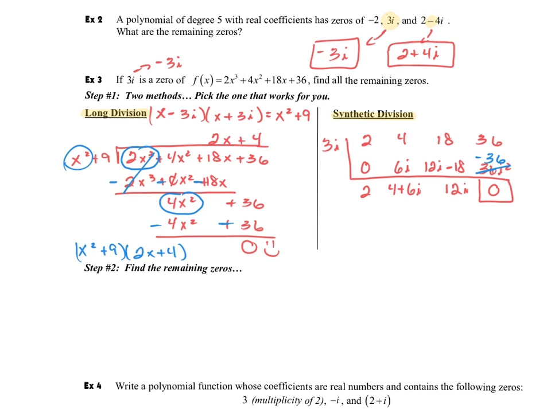Now, I know I'm not done because I can't leave this with these i's here in the reduced polynomial. I can't leave those i's there. So I'm going to do my synthetic division again with the other known 0 of negative 3i.